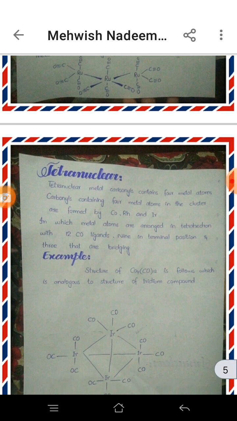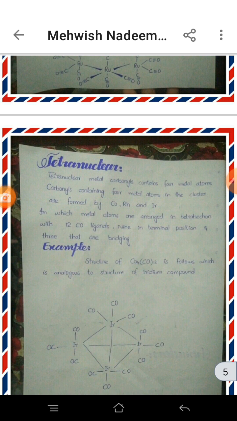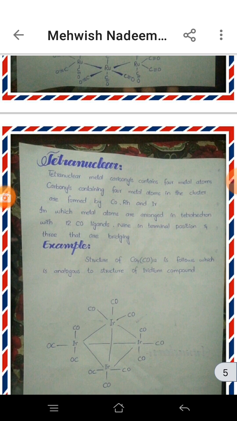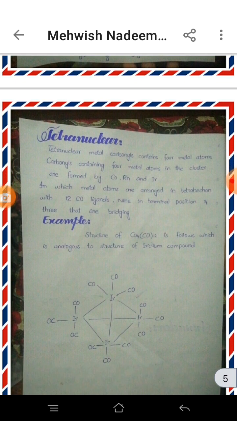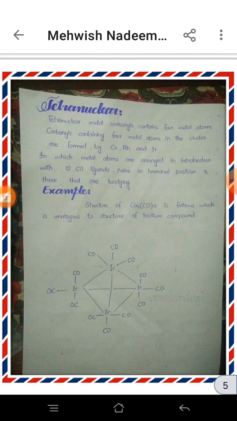Carbonyls containing four metal atoms in the cluster are formed by Co, Rh and Ir, in which the metal atoms are arranged in a tetrahedron with 12 CO ligands, 9 in terminal positions and 3 that are bridging. You can see the structure of tetranuclear metal carbonyl on your screen, in which the Ir atoms are the four atoms on which the CO ligands are attached in their relative positions.